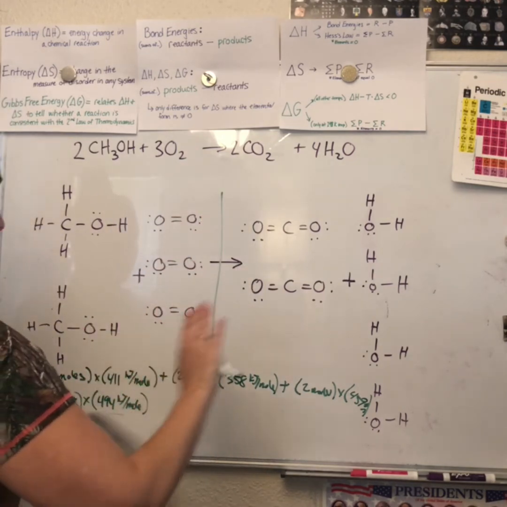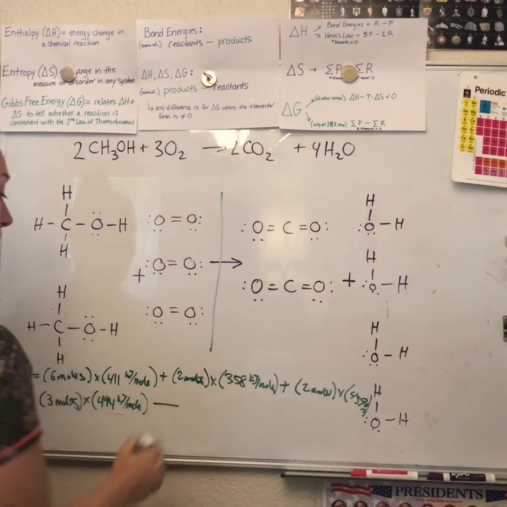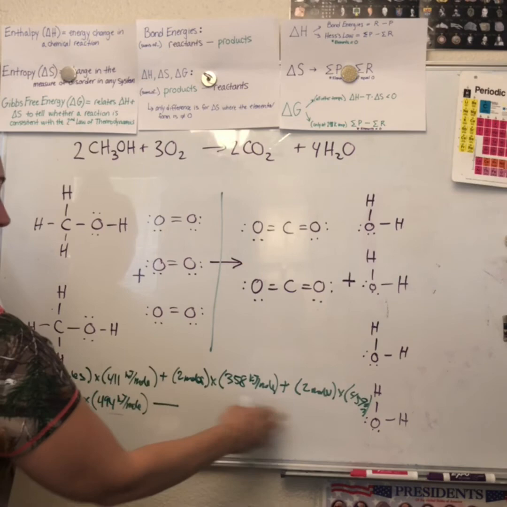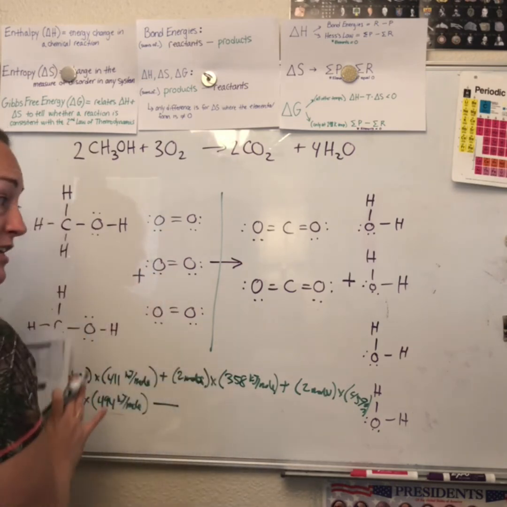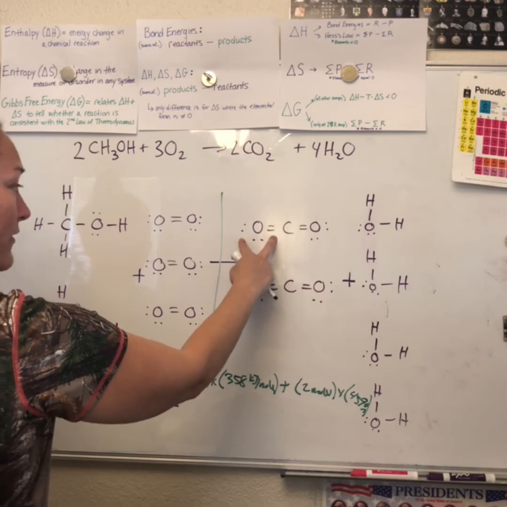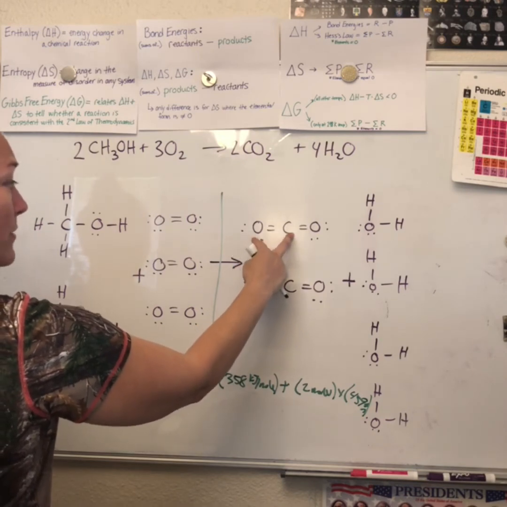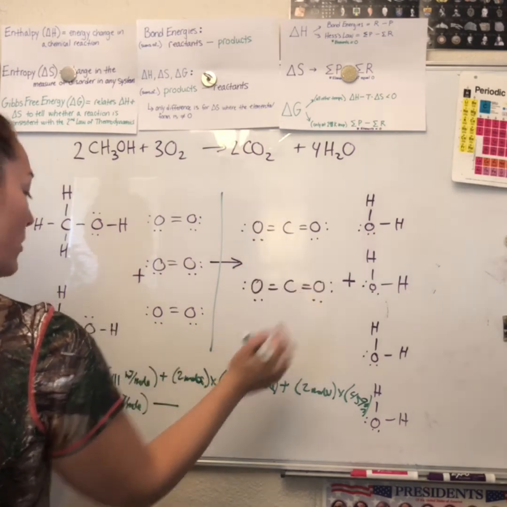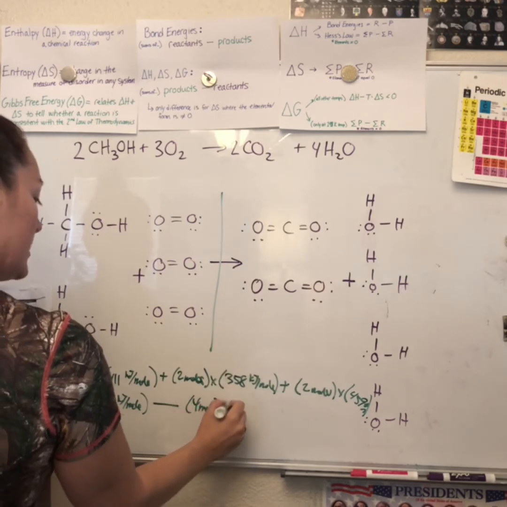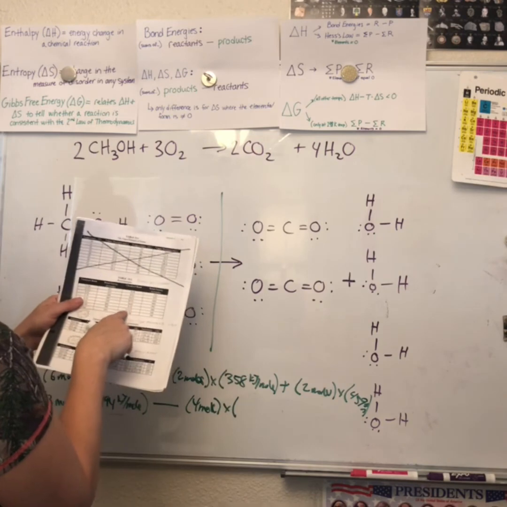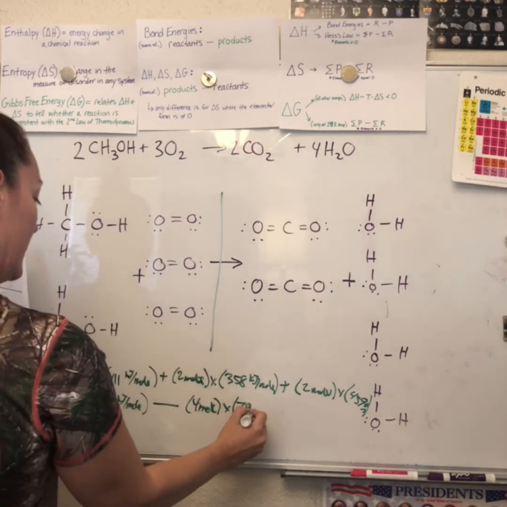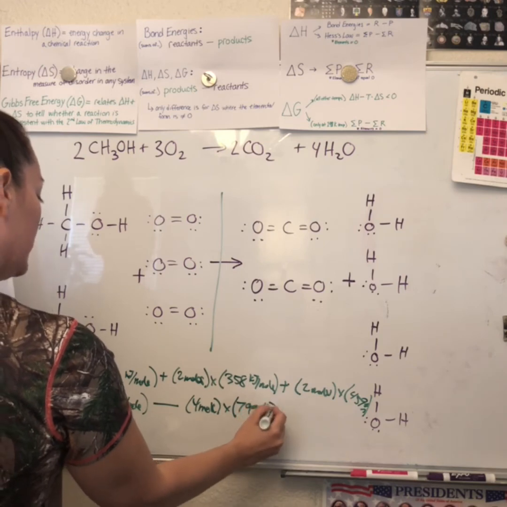Now I'm going to subtract. I'm going to draw a big subtract because I need to make sure I do all this first and then subtract the sum, because remember, these are the sum of one side and the sum of the other. So let's do this side. I've got a double bonded oxygen to carbon. I've got 1, 2, 3, 4 of them. So I've got 4 moles times the double bond oxygen to carbon, 799 kilojoules per mole.